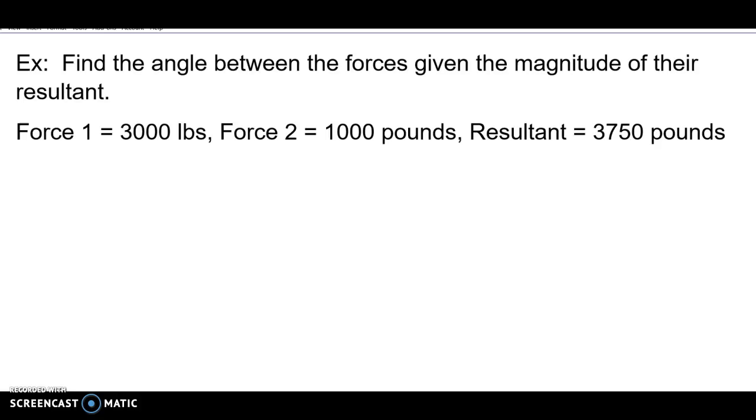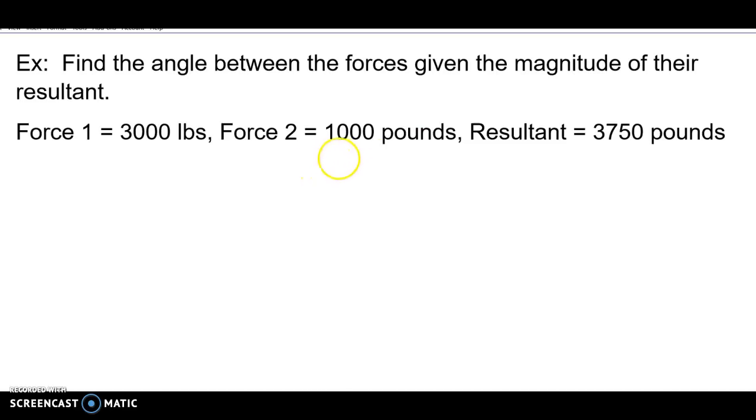This one's going to be a bit of a doozy. Don't be mad at me. Okay. But we want to find the angle, emphasis on angle, between the forces given the magnitude of their resultant. Okay, so we have that force 1 is 3,000 pounds, force 2 is 1,000 pounds, and the resultant is 3,750 pounds.